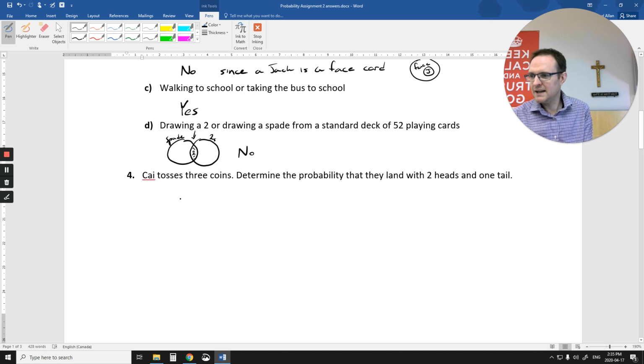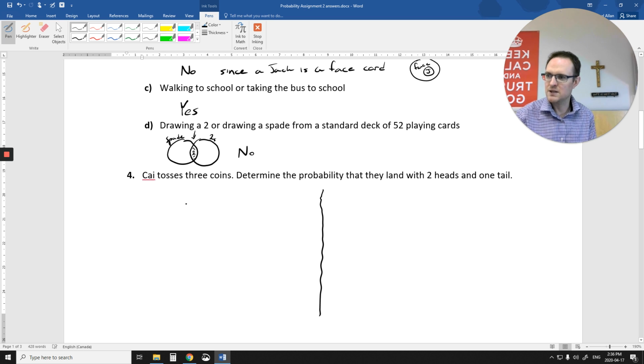Okay, so Kai here tosses 3 coins to determine the probability that they land with 2 heads and 1 tail. Now, you can say that order doesn't matter. So I can toss 3 coins up in the air, and if they land with 2 heads and 1 tail, then that happens. Okay, so there's 2 ways to answer this kind of question. What I'm going to do with this kind of question is I'm going to think about.